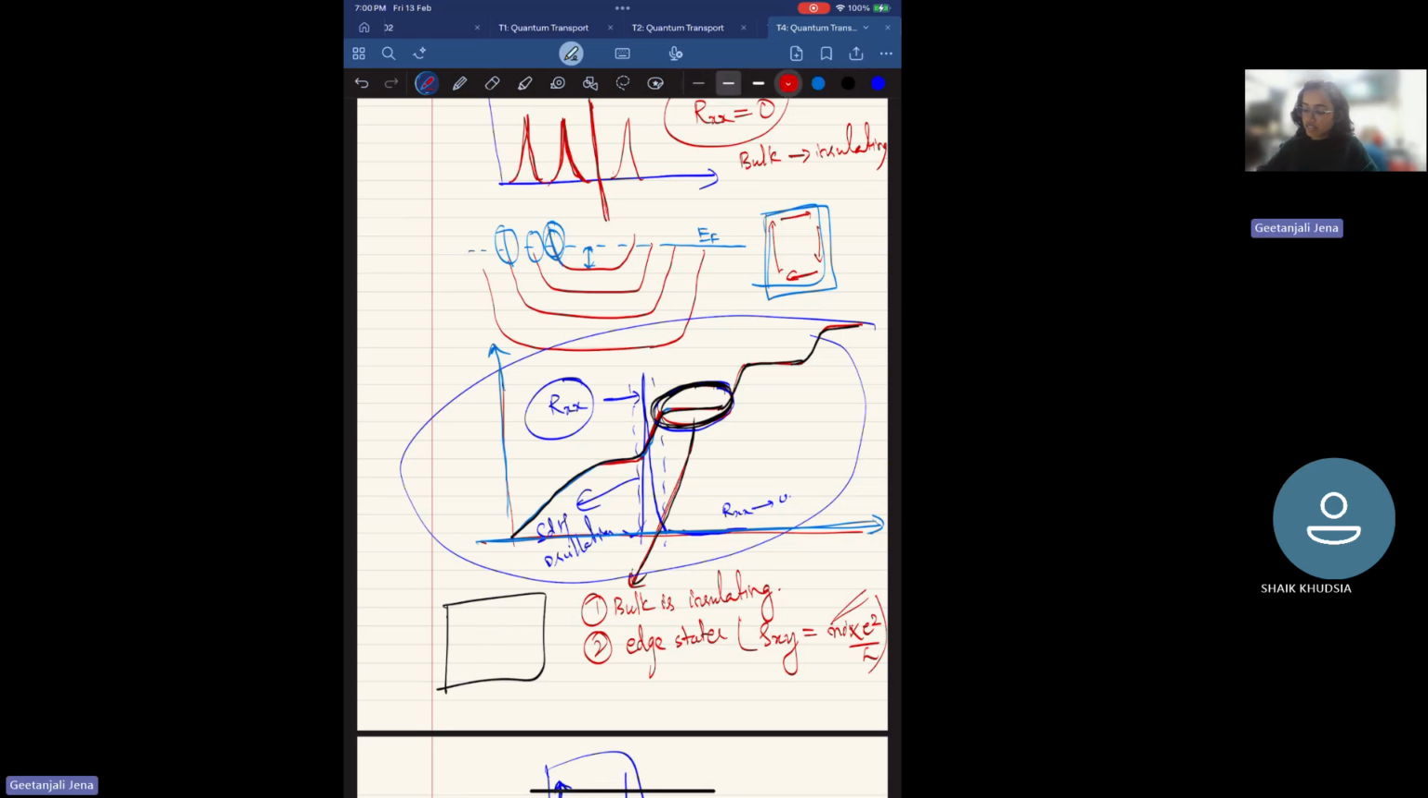So let's say the current is in this direction. Conductance through the bulk will be forbidden. Only the conductance through the edges will be there.